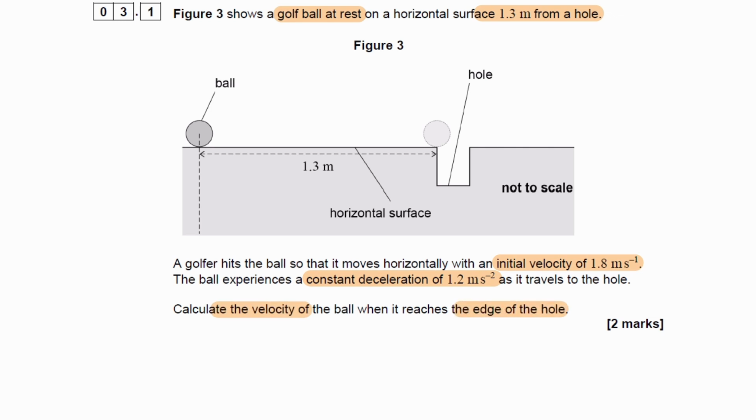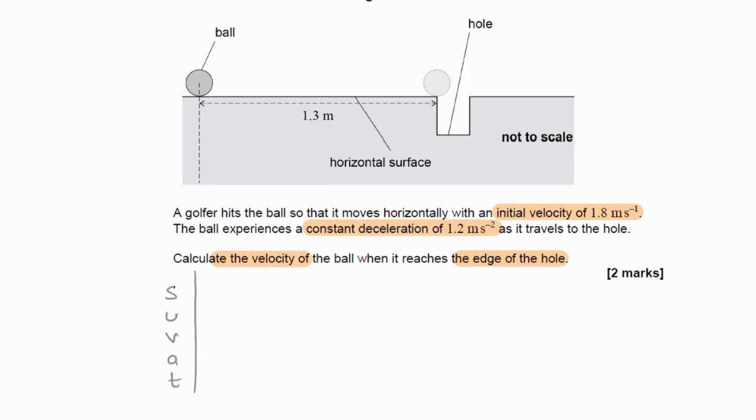In this question, we have constant deceleration. If we have a constant acceleration or deceleration, we can use SUVAT. So let's write out a SUVAT table. So we have the displacement is 1.3 meters. The initial velocity is 1.8. We're trying to work out the final velocity, and the acceleration would be minus 1.2 as it is a deceleration.